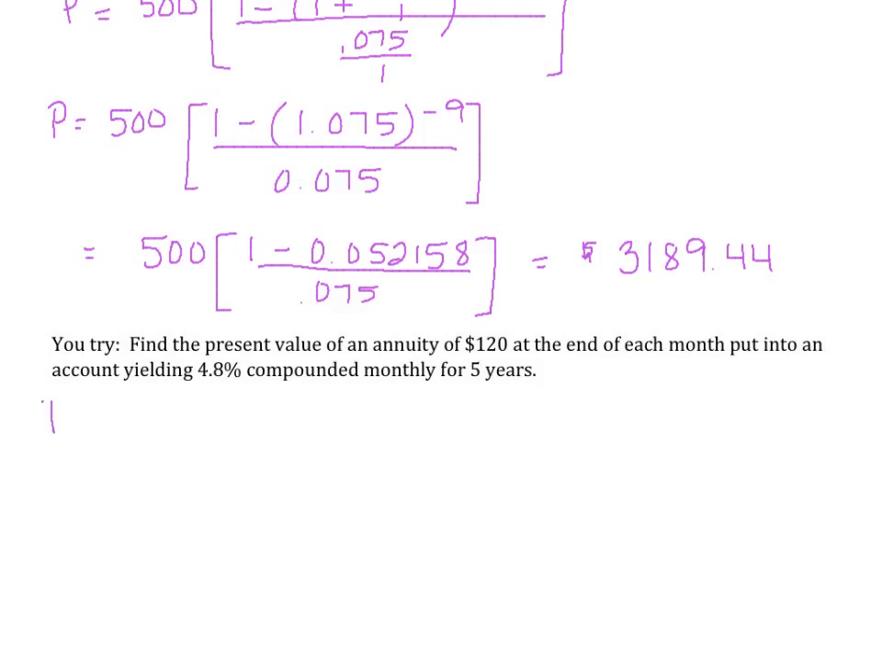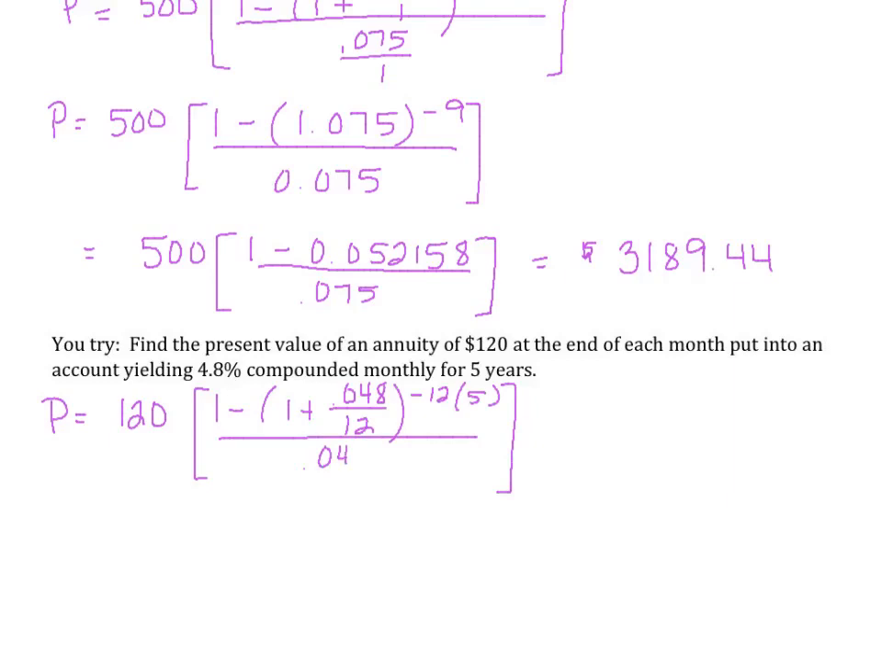So we are currently putting into the account $120, using our formula of 1 minus 1 plus, our interest rate is 0.048, and we're compounding monthly, so divided by 12, to the power of negative 12 times 5, all over 0.048 divided by 12. So this is equal to 120 times the quantity. 0.048 divided by 12 is 0.004. And if we add 1 to that, we'll have 1.004 to the power of negative 60, all over 0.004.